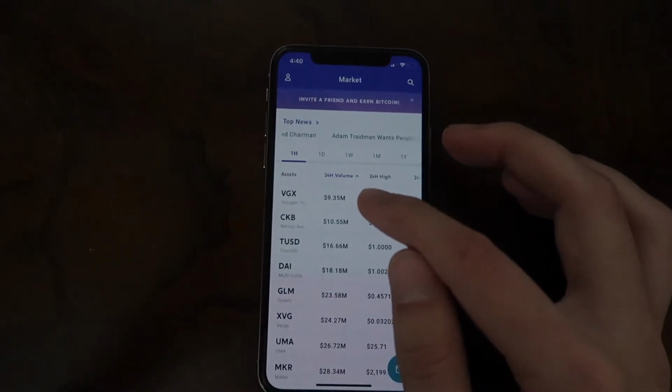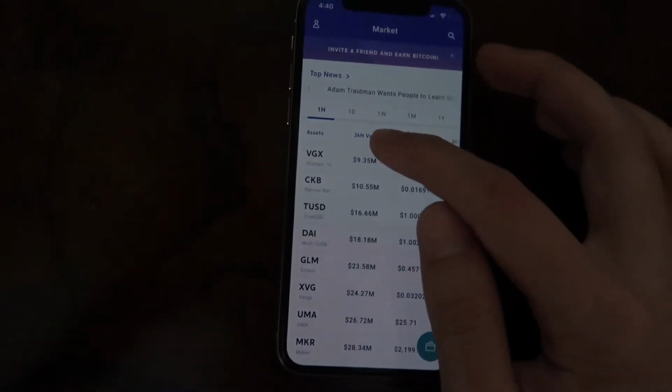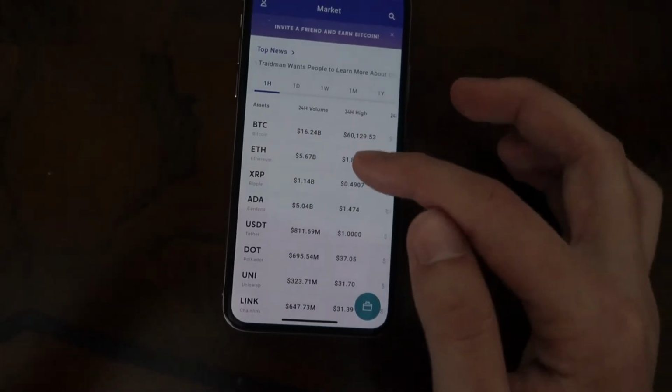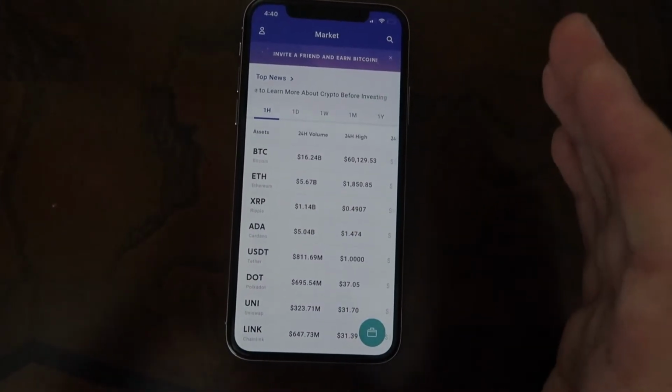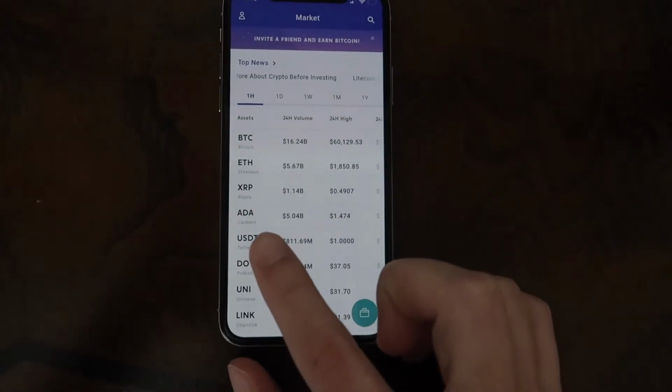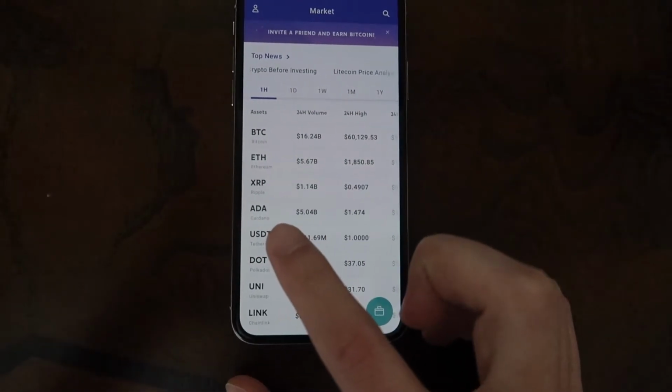As you guys see here, the lowest volume. If you guys are looking at the lowest volume or the highest volume, of course, Bitcoin is at the top. Ethereum's next, and Ripple. I've heard about Ripple. I don't know much about it. And I know Cardano is blowing up right now. A lot of people are buying.